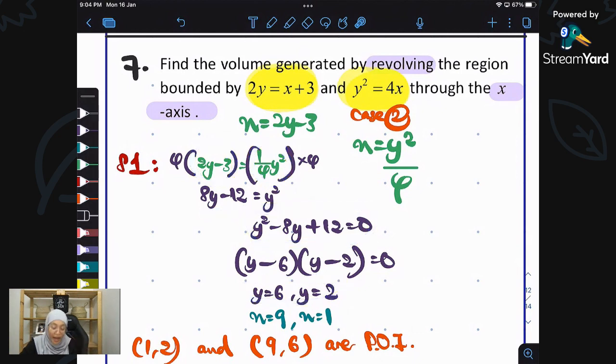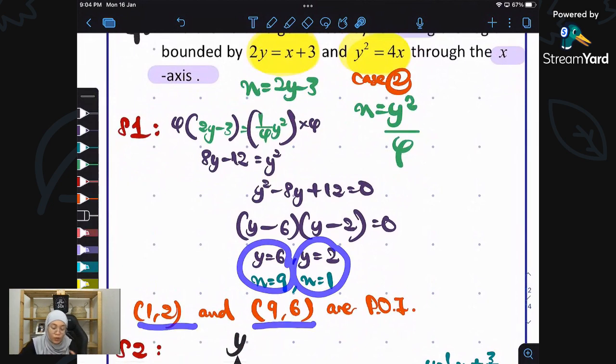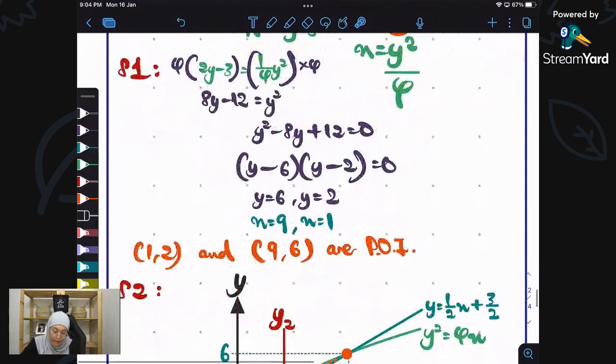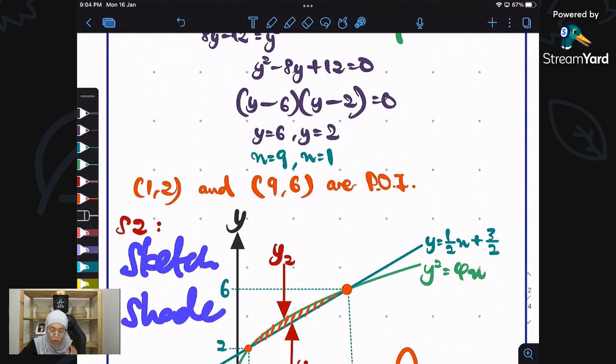This time I find the y value first, then I get the x value. So both coordinates have been successfully found, and these are my 2 coordinates. You guys can use your own way; this is my way. The second step is just to sketch and shade. We are going to sketch it and then shade the region that we want.